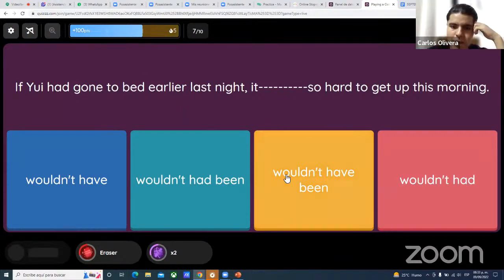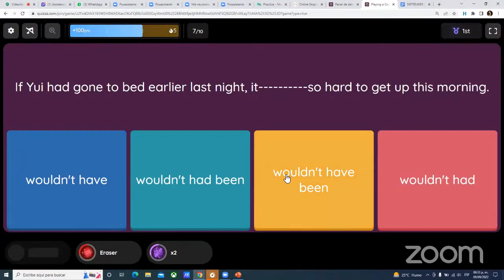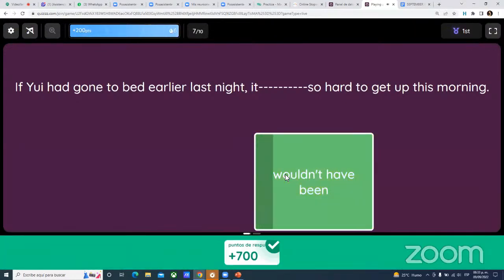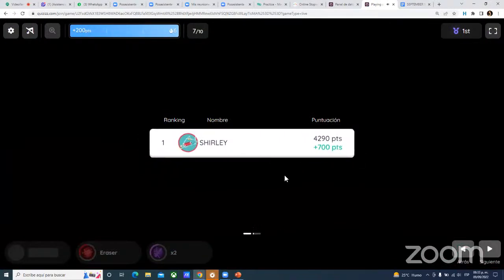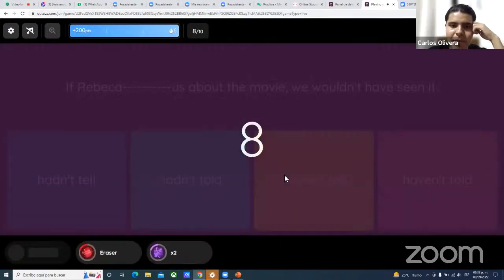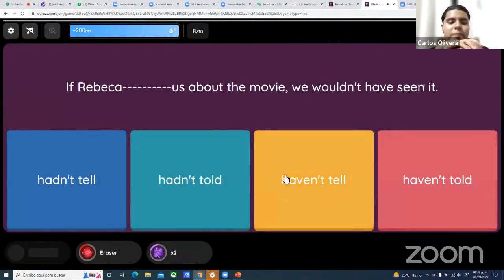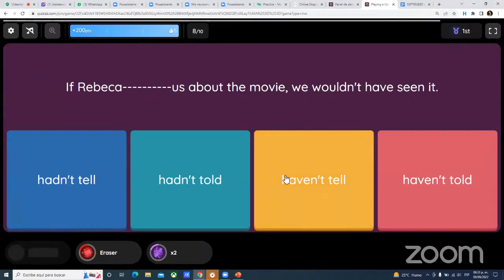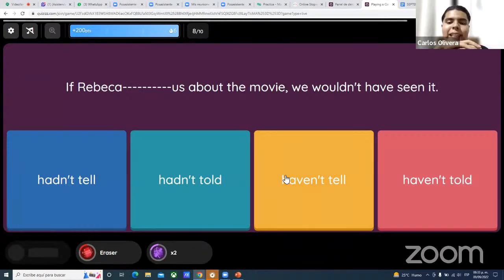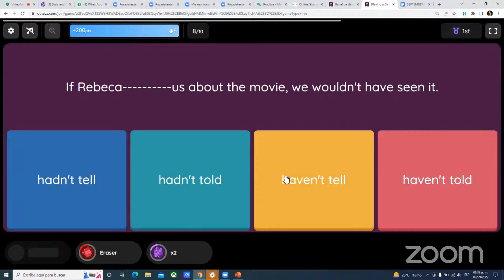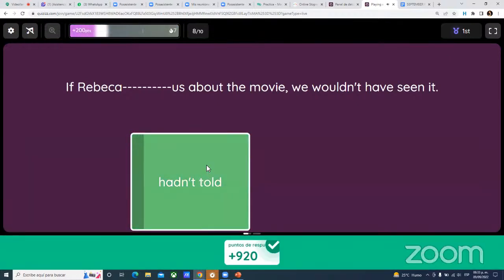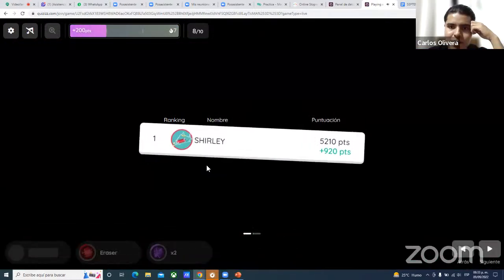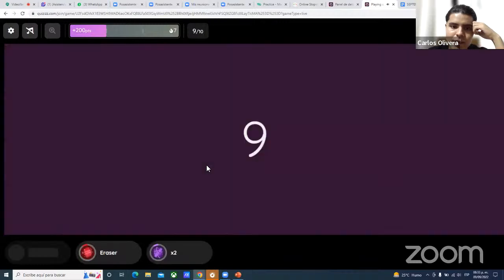Okay, the third one, right? The yellow one. Yep, yellow. Right. That's yes, very good. It wouldn't have been. Yes, fantastic. It wouldn't have been. If Rebecca asked about the movie, we wouldn't have seen it. Had not told. Right. Second. Yep. Hadn't told. Fantastic. Very good. You got this.